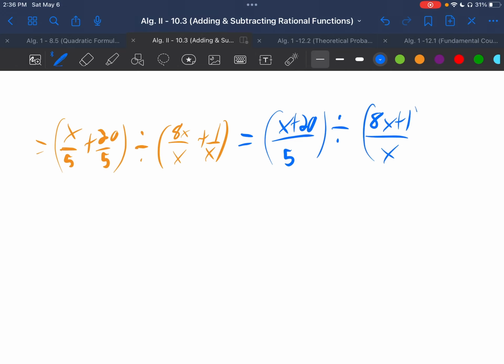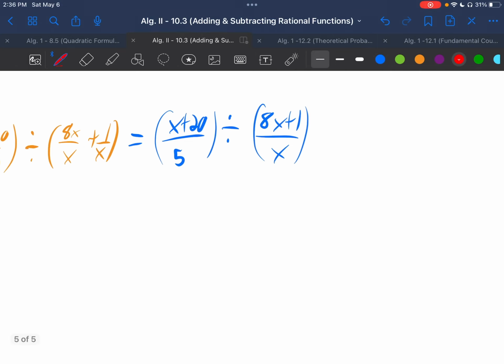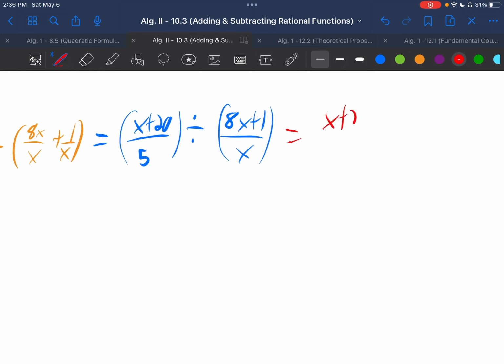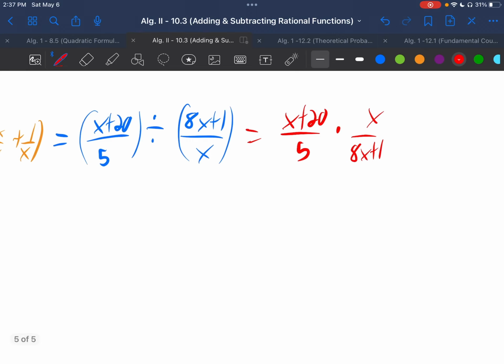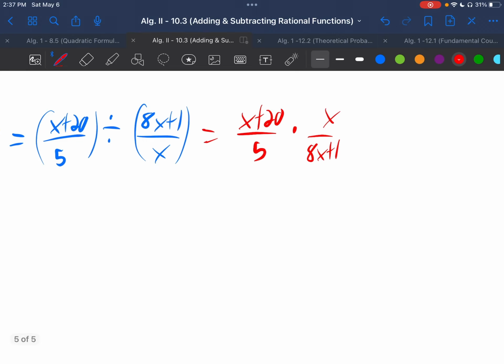From there, we can say, okay, now it's time to multiply by the reciprocal. So the first one stays the same, second one flips, and unfortunately here, nothing simplifies. So it's up to you how you want to write this. Some people might prefer, once again, multiplying the 8 in, or the x in, and multiplying the 5 in. And some people prefer it separate. So it might look like this for you if you multiply the x in and you multiply the 5 in.